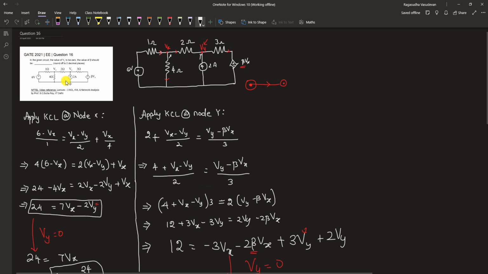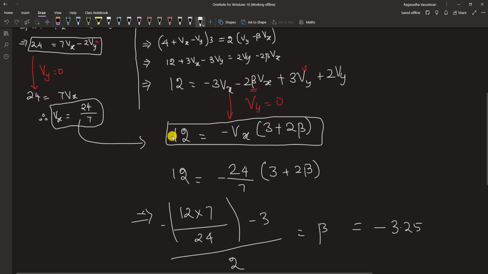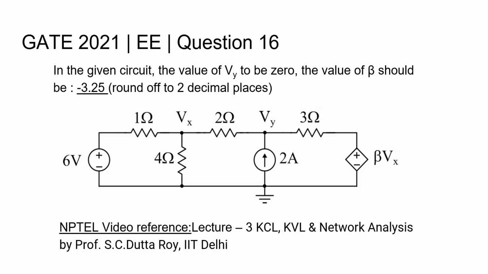Let's quickly summarize this. This is actually an easier problem. In this circuit, we are given that the value of Vy is 0 and we need to find out the value of beta for that to happen. So we applied Kirchhoff's current law at both the nodes. We formed equations and then substituted for Vy to be 0 in both of them and then found out beta to be minus 3.25. So in the given circuit, the value of Vy to be 0, the value of beta should be minus 3.25.